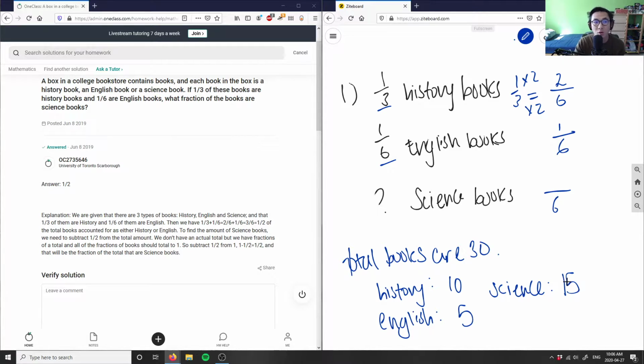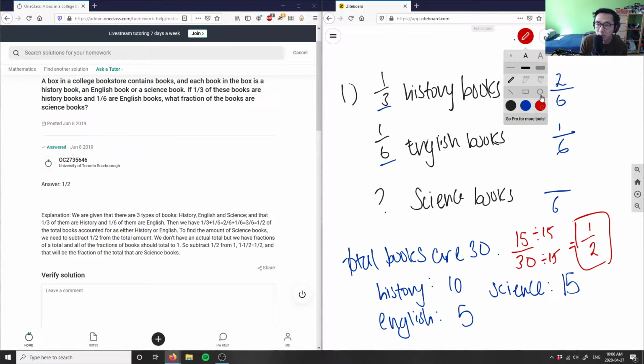But then the question's asking us, okay, what is it in a fraction, right? So which means I have 15 over 30. If you reduce it, you can divide both the numerator and the denominator by 15. You're going to get 1 over 2, and this here is your answer. Half of the library, or half of the college bookstore, contains science books.